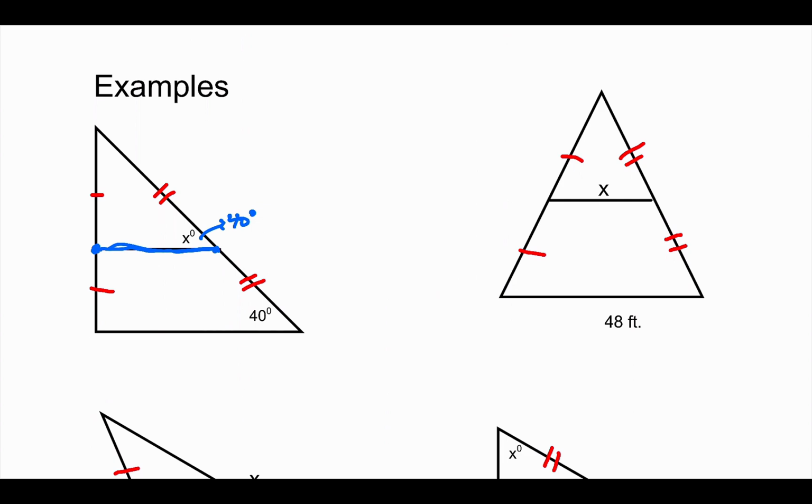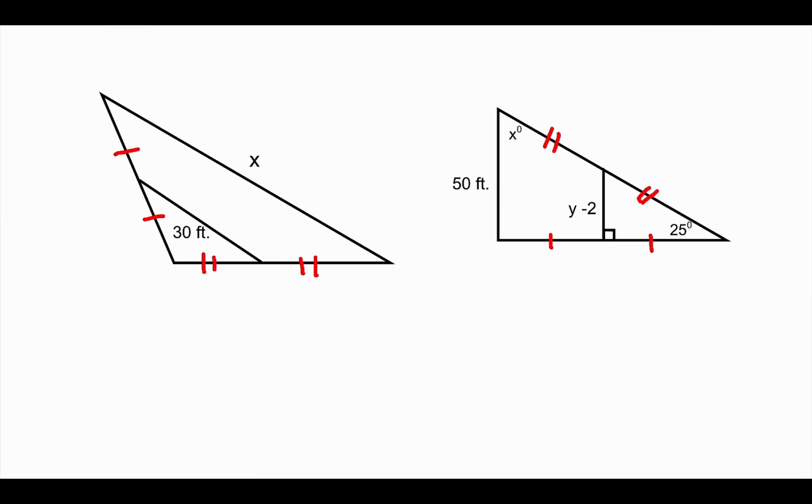How about the one next to it? Again, same reasoning behind having a mid-segment. What's the length of X? 24. Yeah, we just said one of the properties is, if you have a mid-segment, it's always half the length of the third side. So you know that this must be 24. How about the next one here? What's the value of X on that one? Yeah, we go the opposite way. If you know the length of the mid-segment, then the third side has got to be double the length. So in this case, X equals 60.